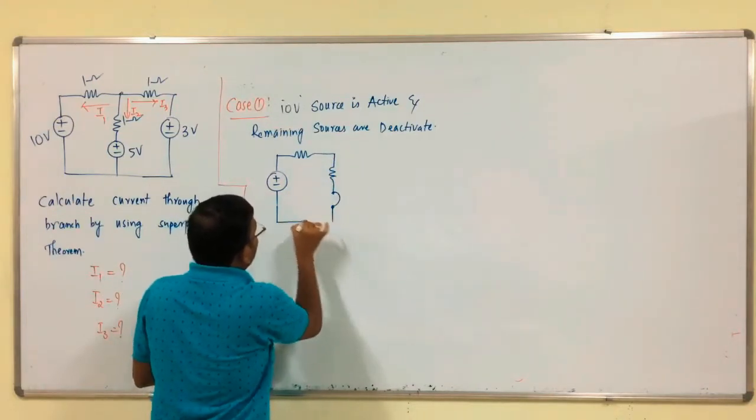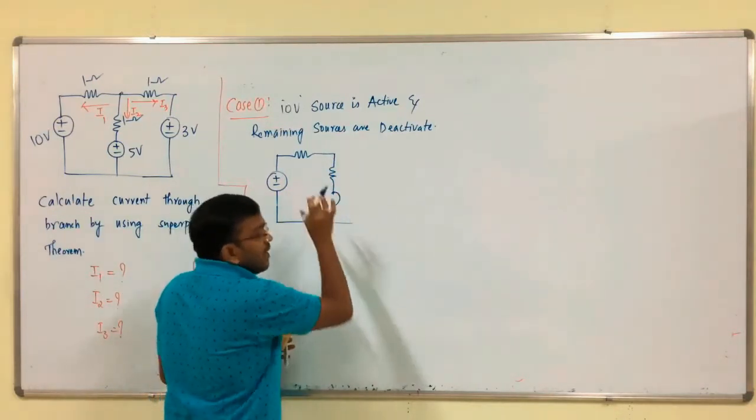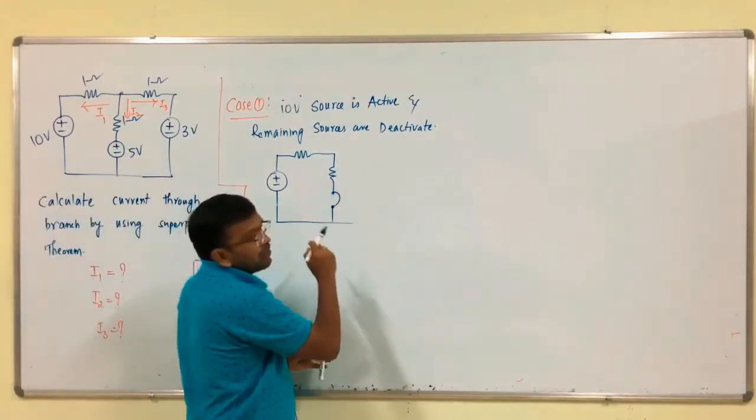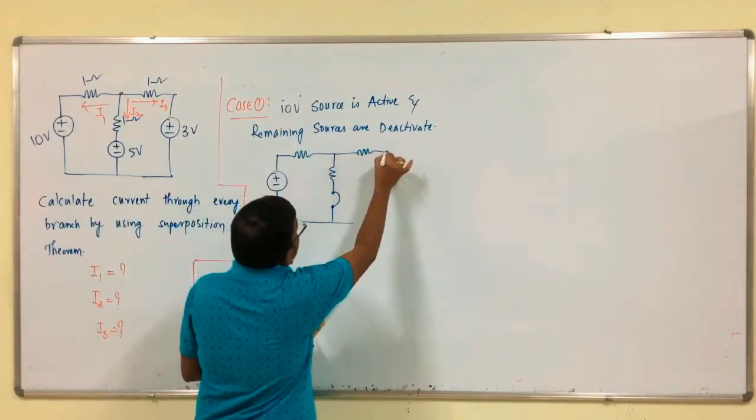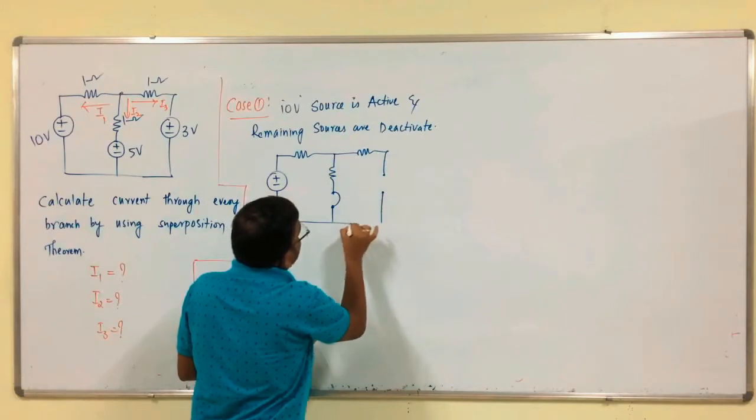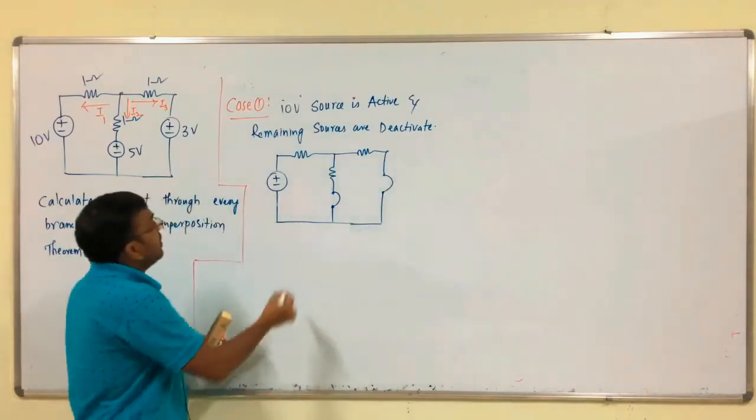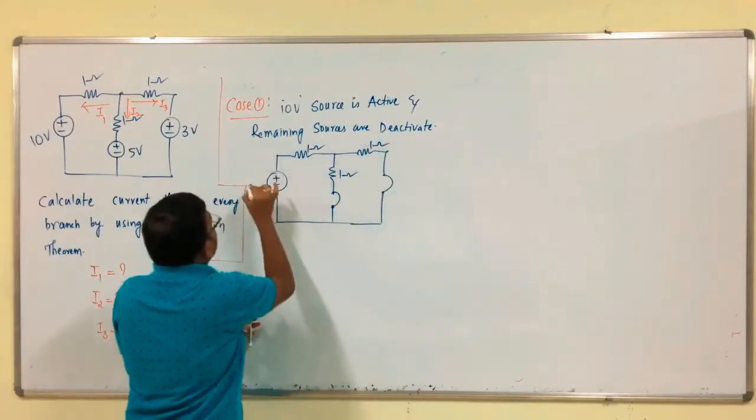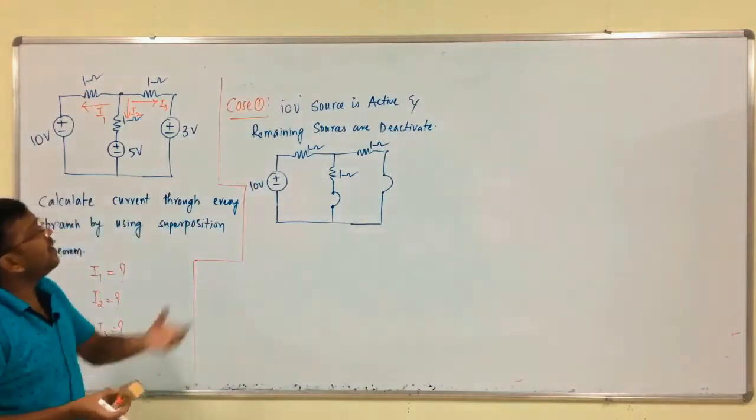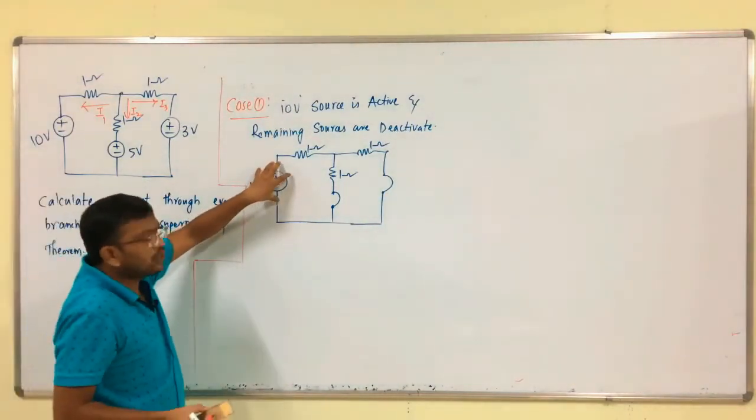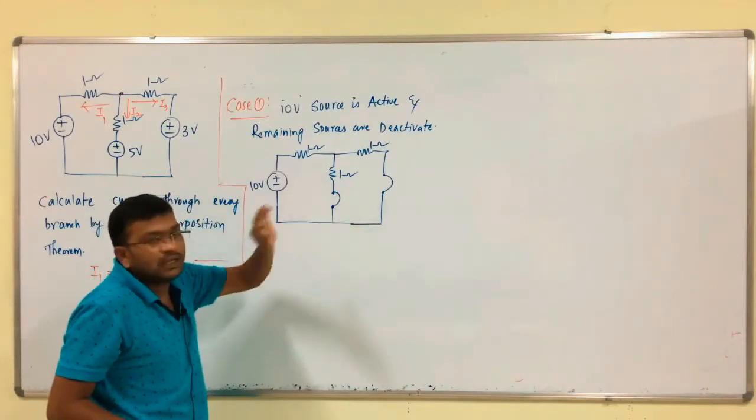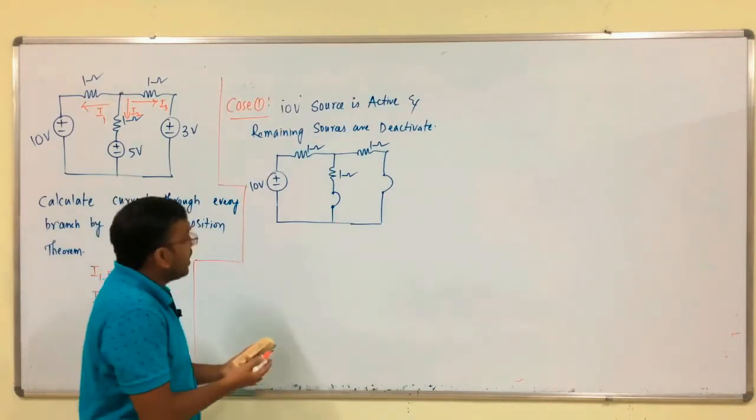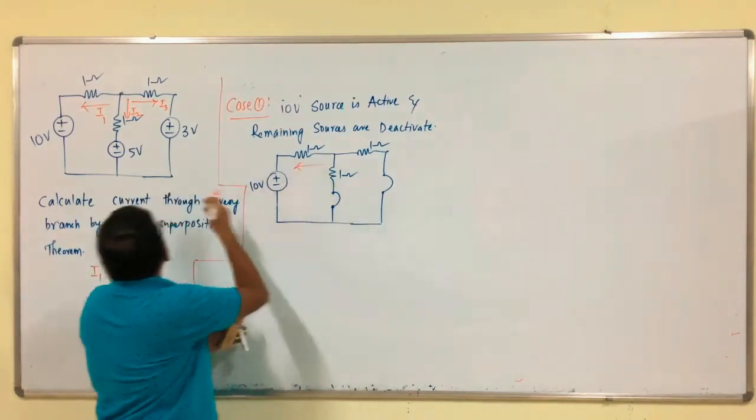Why is it short circuited? Because we have to replace it with its internal resistance. For a voltage source, the internal resistance is 0. That is why it should be short circuited. Again one resistance, again short circuited. This is 1 ohm, 1 ohm, 1 ohm. This is 10 volts. So this is the case 1 circuit. In this case only the 10 volt source is active and the remaining 2 voltage sources are deactivated with their internal resistances. Then the current direction should be capital I1.